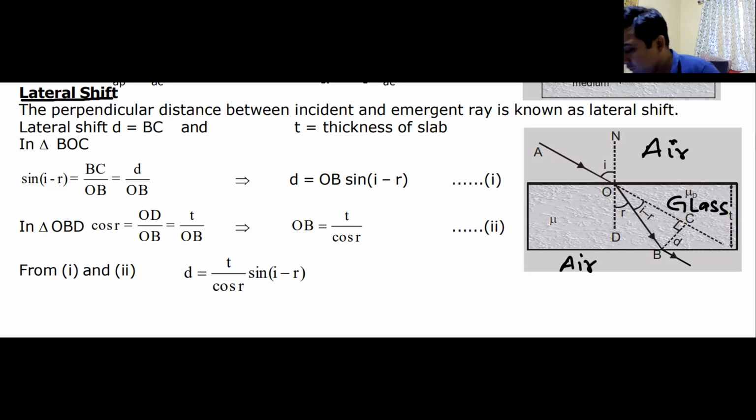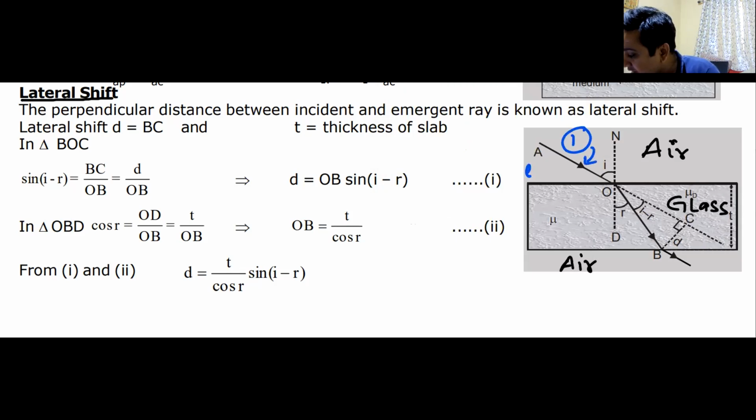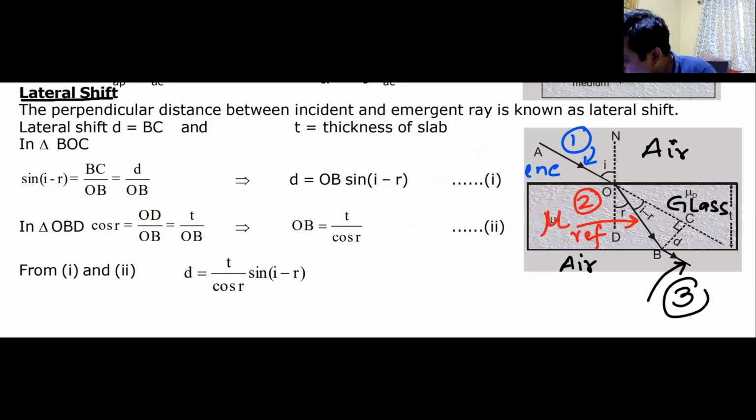Now when you are seeing something through a glass slab, there are 2 points that you must remember, and they will come as questions in your exam. This ray number 1 is known as the incident ray. Do we understand this? Ray number 1 is the incident ray. Ray number 2 is the refracted ray, and the refractive index of this medium with respect to air is mu. So ray number 2, the red ray, is the refracted ray, and I am going to draw the third ray, which is the black ray. The third ray is known as the emergent ray.